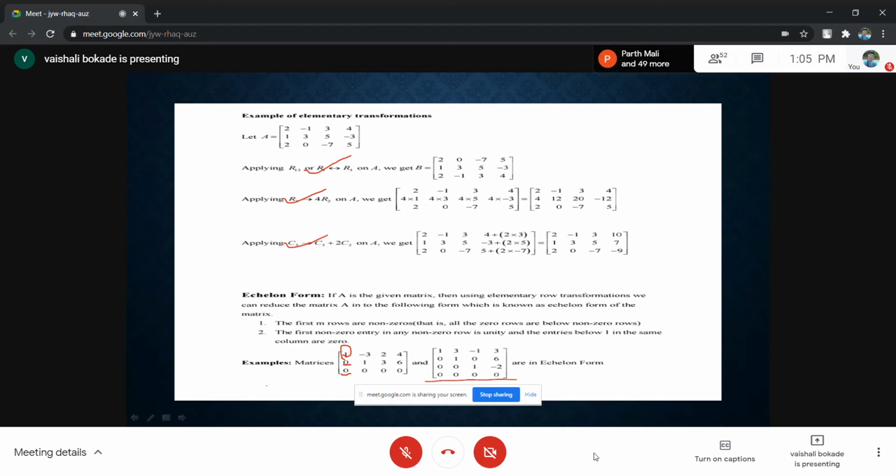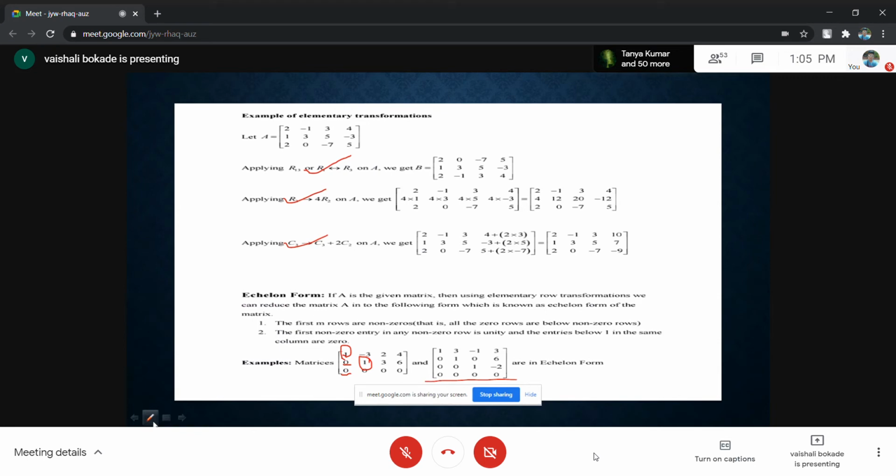Then you will concentrate on the element at the (2,2) place. After making this element 1, you will convert the elements below it. How many elements are there? Those elements in column C2 you will make 0 by using R2 only. So these are the steps for converting the given matrix to echelon form.